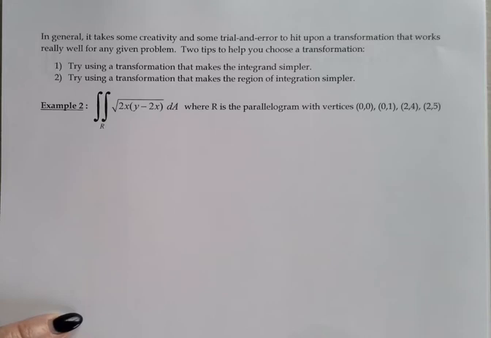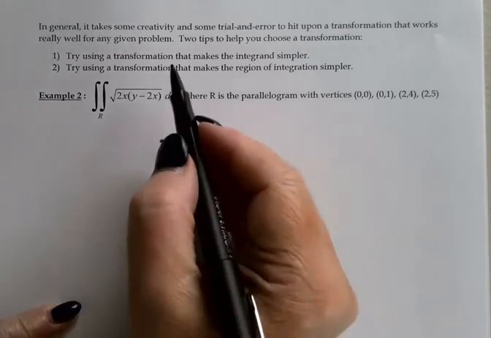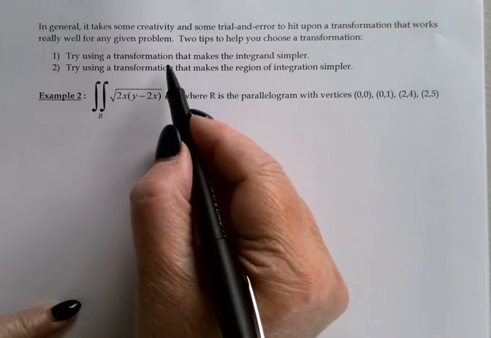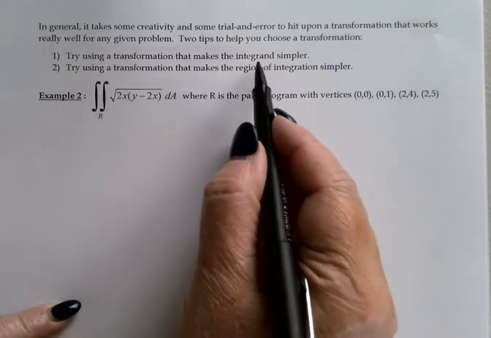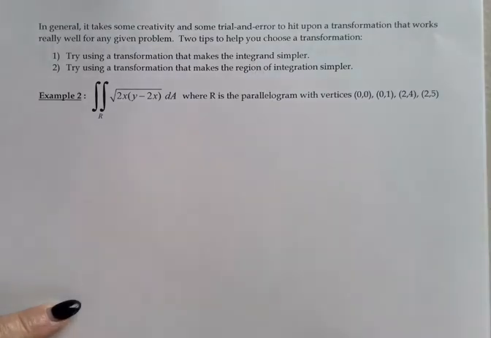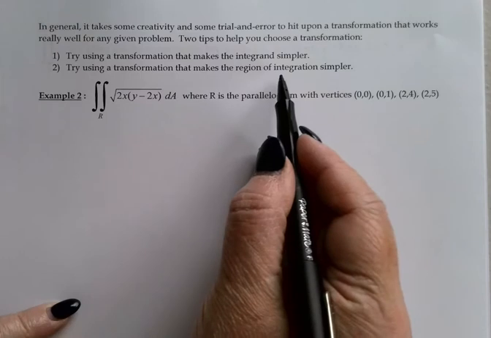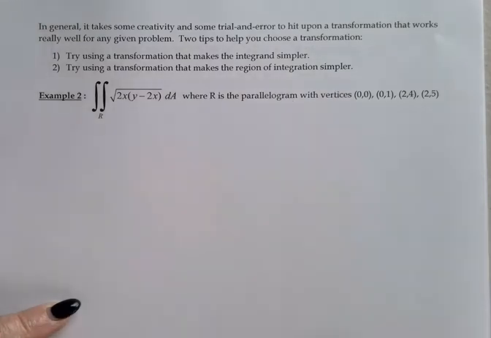There are two tips that I can give you to help choose transformations if they're not given to you. Some of your practice problems, they'll just be given. First of all, try to use a transformation that makes the integrand simpler. If you can't integrate what you have, think about what you might be able to set u and v equal to that would make that integrand a lot easier to deal with. Secondly, try using a transformation that makes the region of integration simpler. We'll see examples of both of those things.